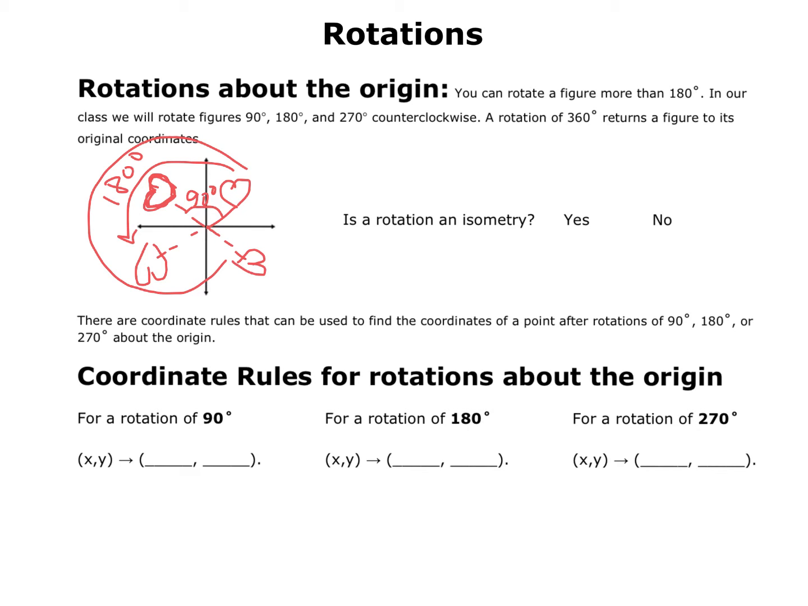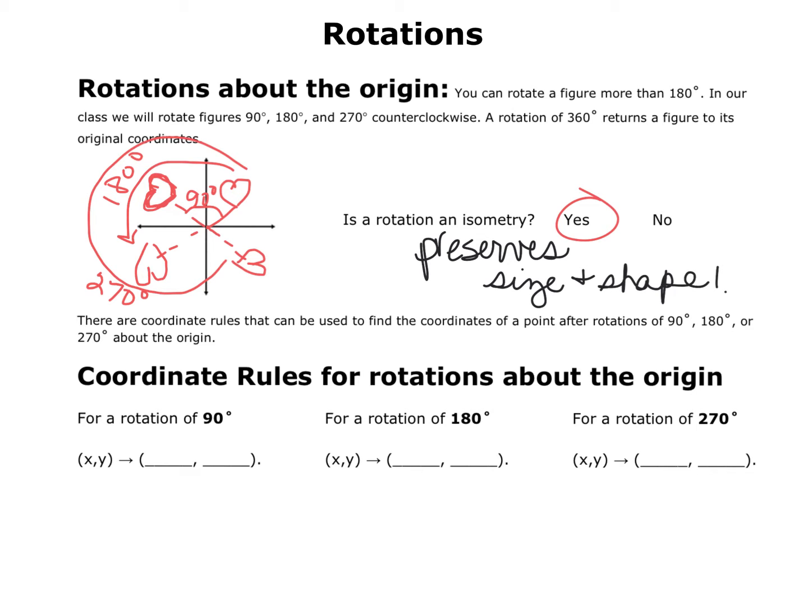So, is a rotation an isometry? Yes, it is. An isometry, remember, preserves its size and shape. We have rules that we can use to find coordinates of a point after rotations. And so this is what we have here.